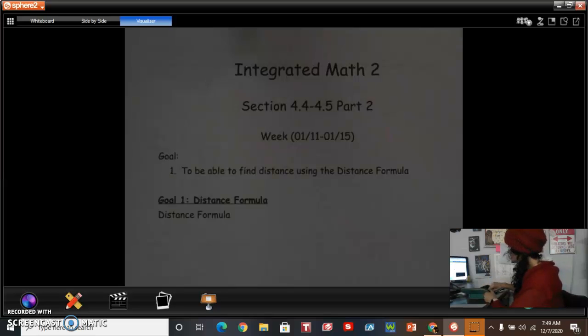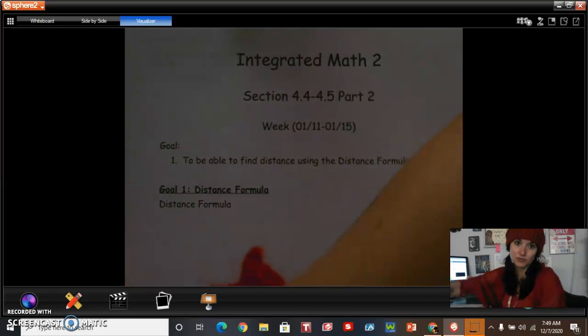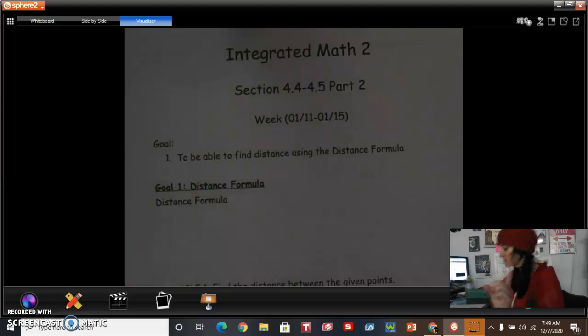And I broke this up because while there's only one concept we're talking about this week, it's a concept that a lot of students struggle with, so I want you to have plenty of time to just focus on this concept alone. So what we're going to be talking about this week is our distance formula. We have one goal, to be able to find distance using the distance formula. Now this is used whenever you have 2 points.